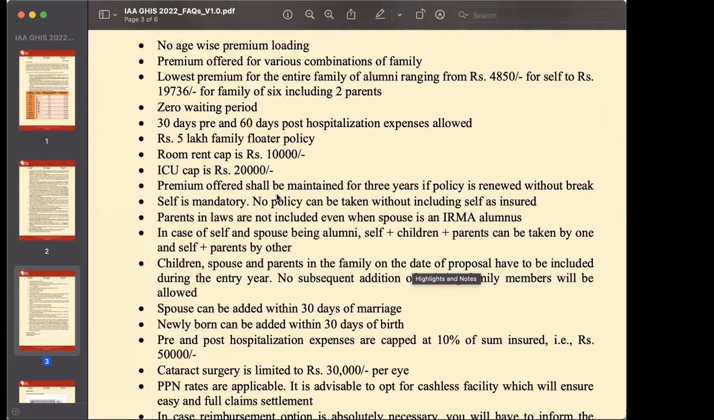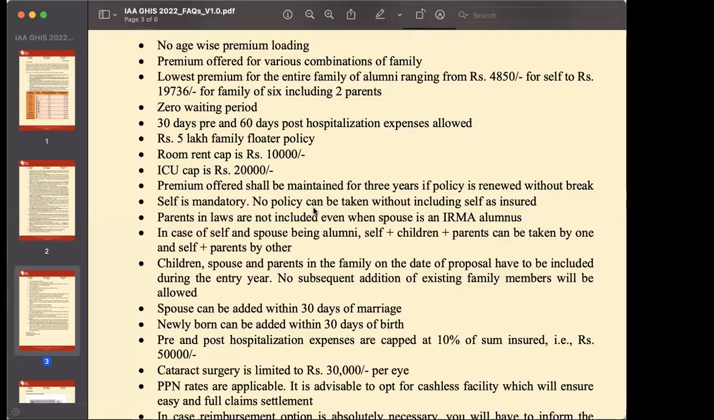The most important and the best feature of this policy is that there is 0 waiting period, which means that if today I take this policy, I can actually get admitted into the hospital tomorrow and I can use the services or the offerings that the policy offers to me. It also has a provision that when we are taking this policy, there is no pre-medical checkup or any test that would be needed. So people with any pre-existing disease are actually taken in on the policy. Then 30 days pre and 60 days post hospitalization expenses are allowed.